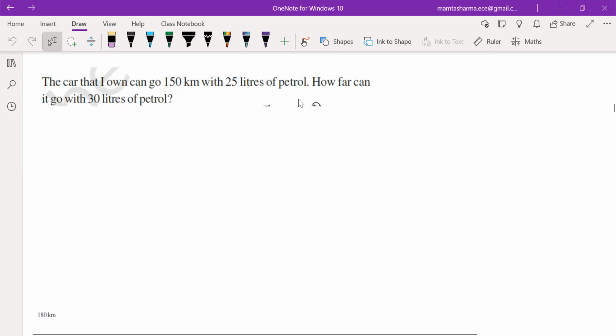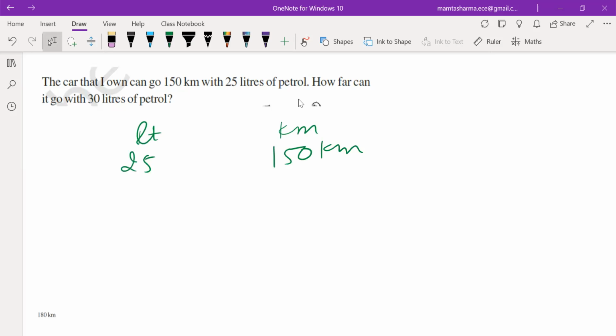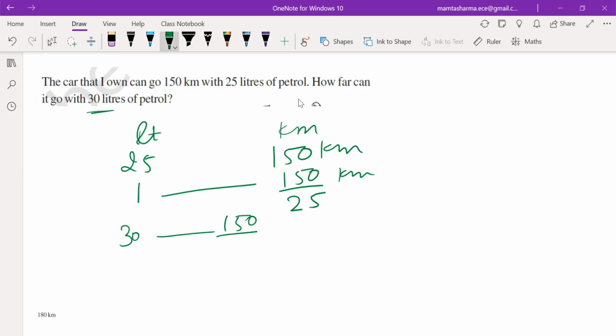See, there are two things. One is the liters of petrol and the other is the kilometers. The 25 liters, the car is running 150 kilometers. They are asking for 30 liters. So for 1 liter, it will run 150 by 25 kilometers, and for 30 liters, it will run 150 by 25 into 30. Yes, everyone is correct. So 150 into 30, solve it.